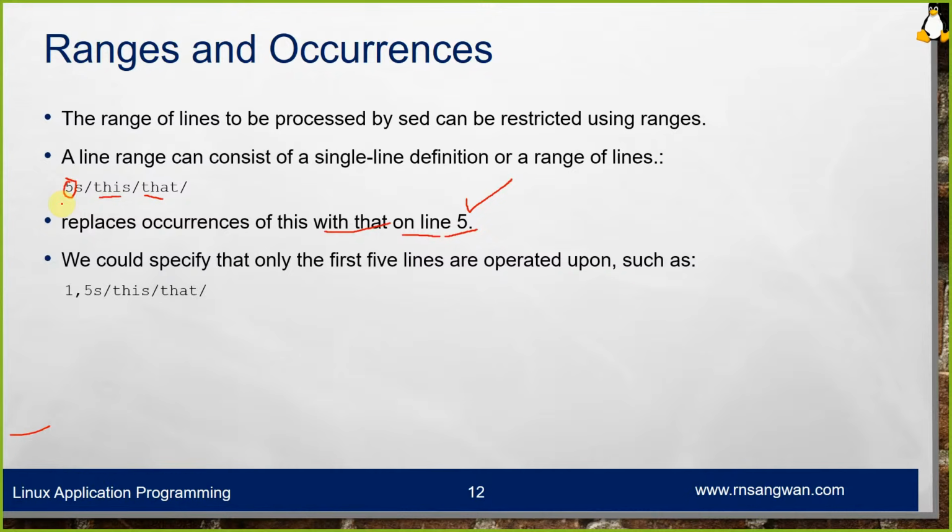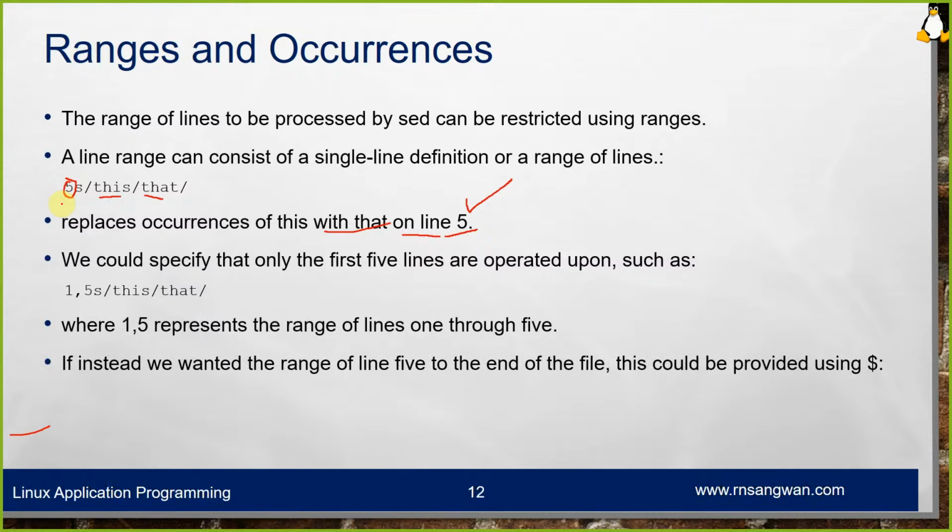If we wanted to specify the first 5 lines, we would specify 1,5. That is, a range is given, where 1 to 5 represents the range of lines 1 through 5. If instead we wanted the range of line 5 to the end of the file, we could provide the dollar sign. Then the expression would be 5,$ because dollar represents the end. 5,$s, this and that.